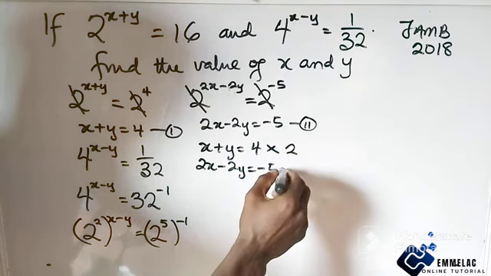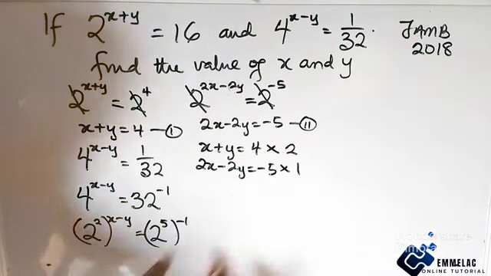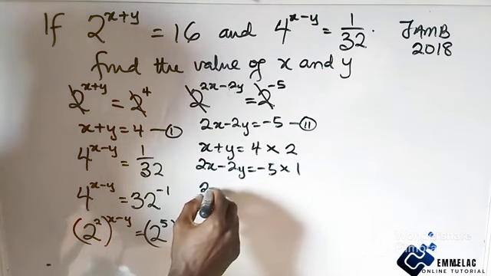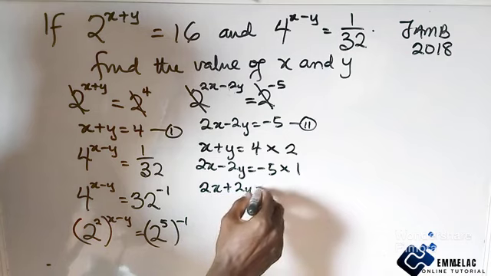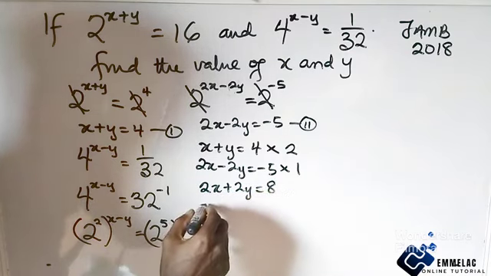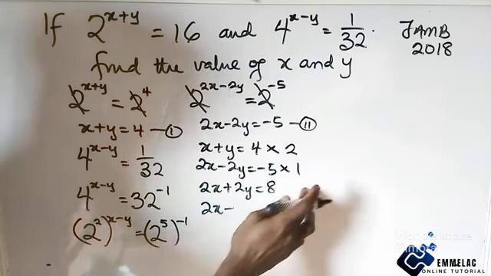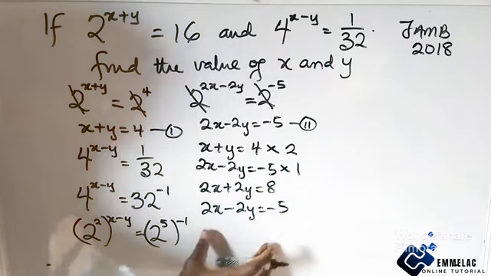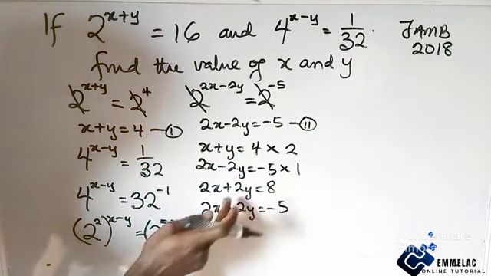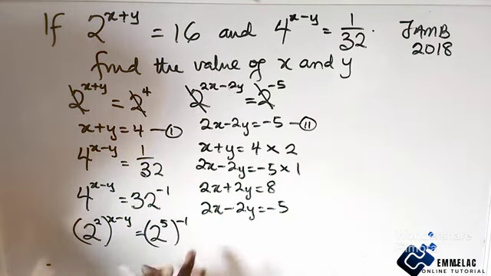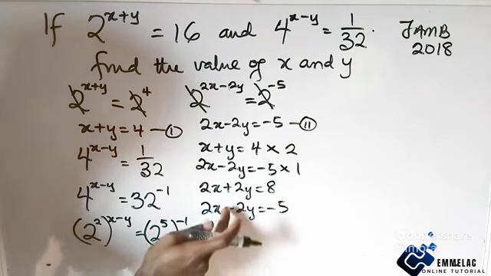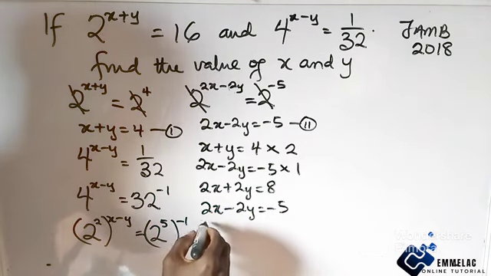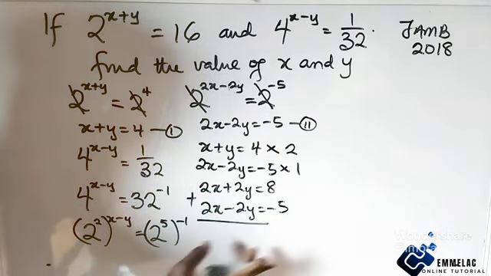So here you have 2, and here we multiply by 1. So multiplying through equation 1 by 2, here you have 2x plus 2y equals 8. Then 1 times 2x, we have 2x, minus 1 times minus 2y, we have minus 2y, equals minus 5. Now we can see we have the same coefficient. We can now eliminate. But it's preferable we eliminate y, because they have plus and negative signs, so it is very easy. So we can now add the two equations.